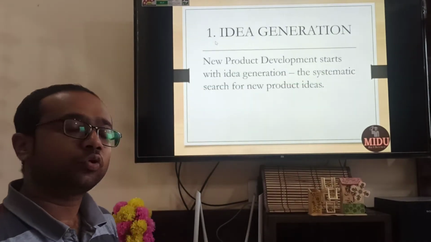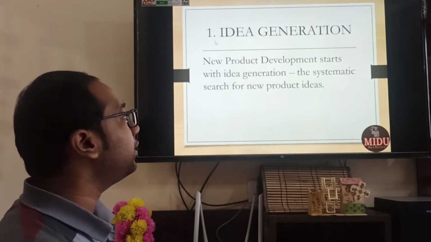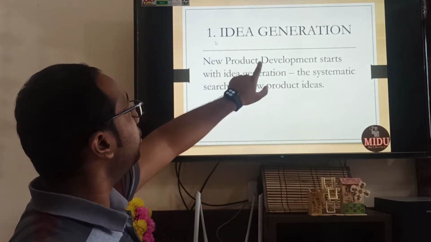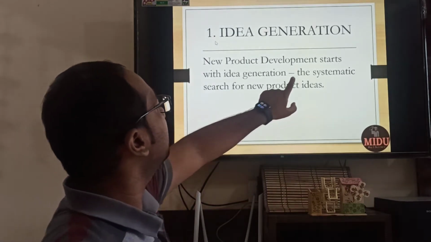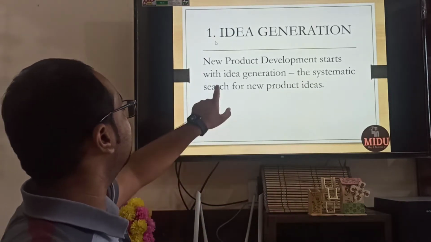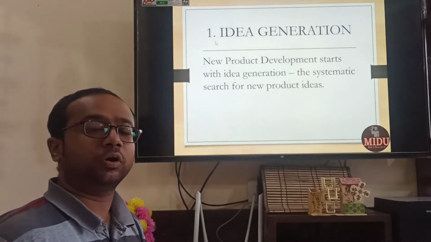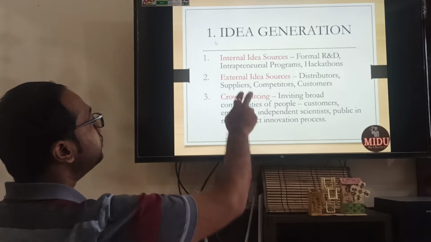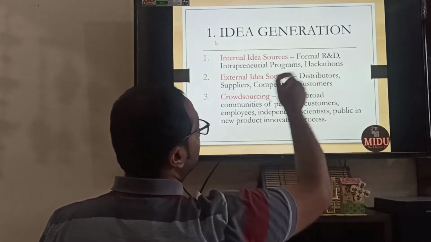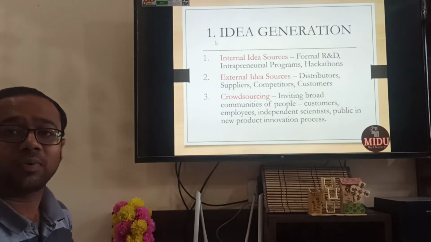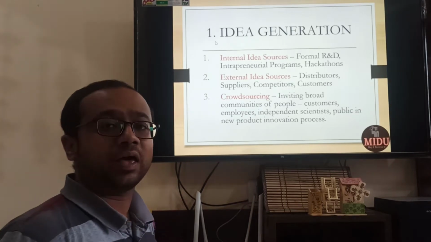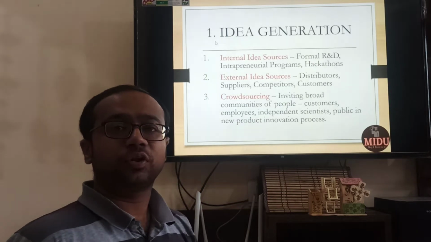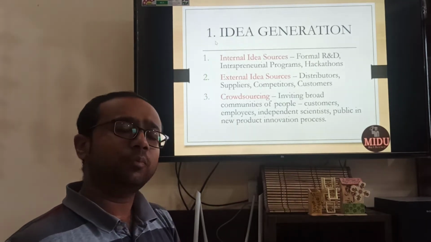Let us begin. To first of all have a new product, the first step is to generate ideas, that is idea generation. New product development starts with idea generation, the systematic search for new product ideas, meaning an official way in which we search for new product ideas. Now, searching for new product ideas can be done in 3 ways. First is internal idea sources. Internal idea sources can be through formal R&D. Every company has a formal research and development (R&D) department whose work is to work on new products and product improvement. They keep doing it.